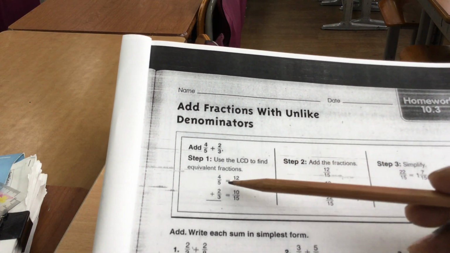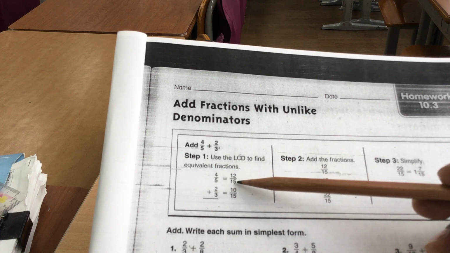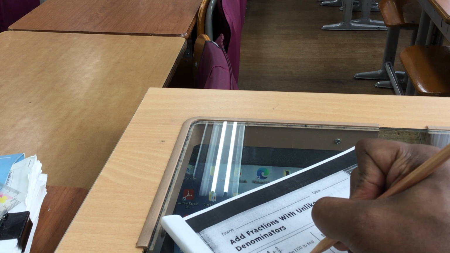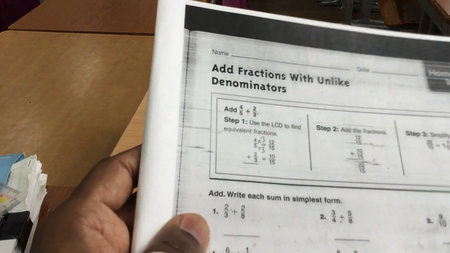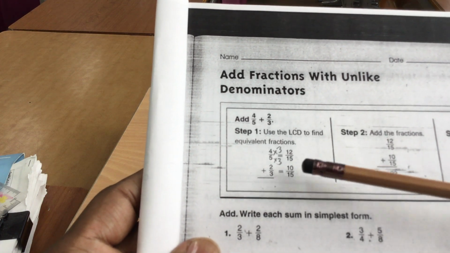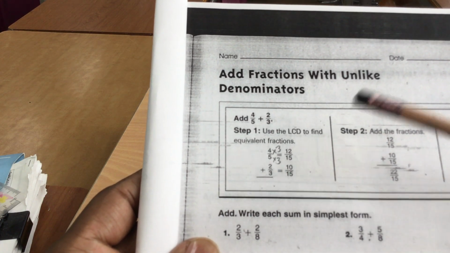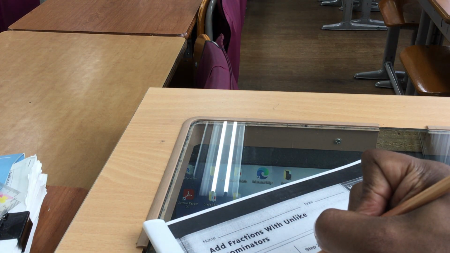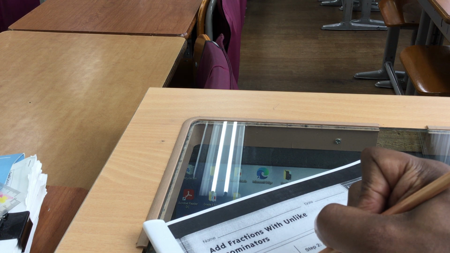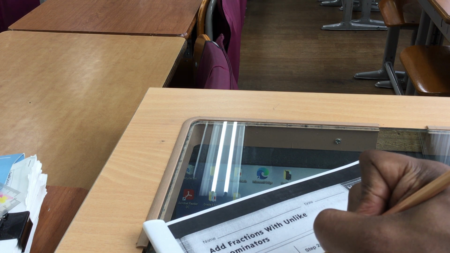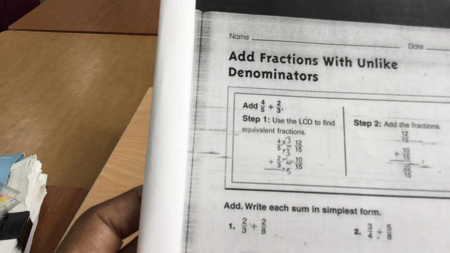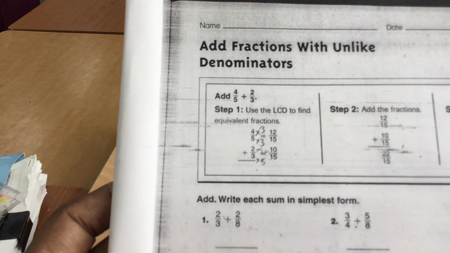So, 4/5 equals 12/15. 4 times 3 gives you 12. 5 times 3 gives you 15, right? We do the same on the bottom for 2/3. We need our denominator to be 15. So, 2 times 5 gives me 10. 3 times 5 gives me 15. So 2/3 is equivalent to 10/15.